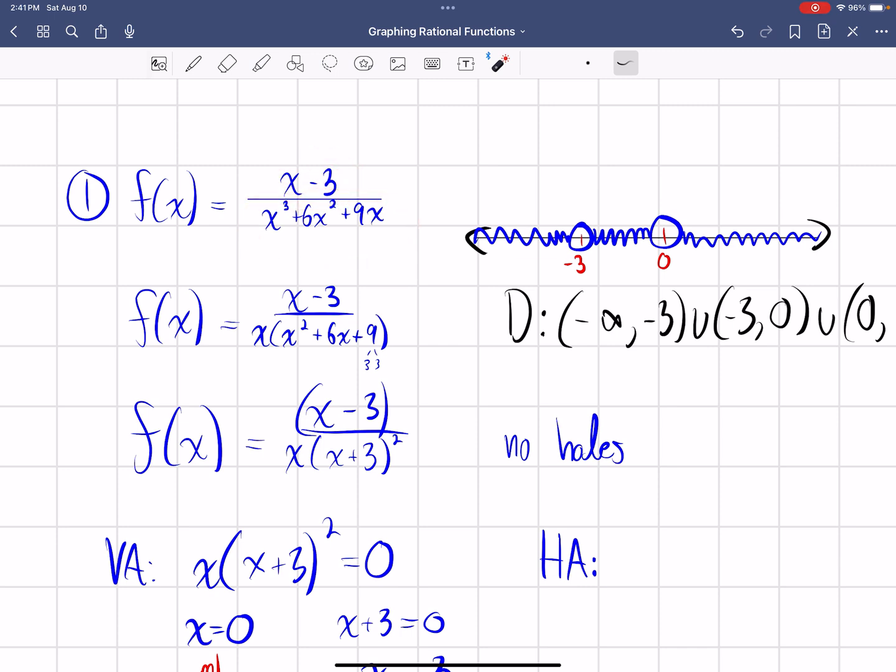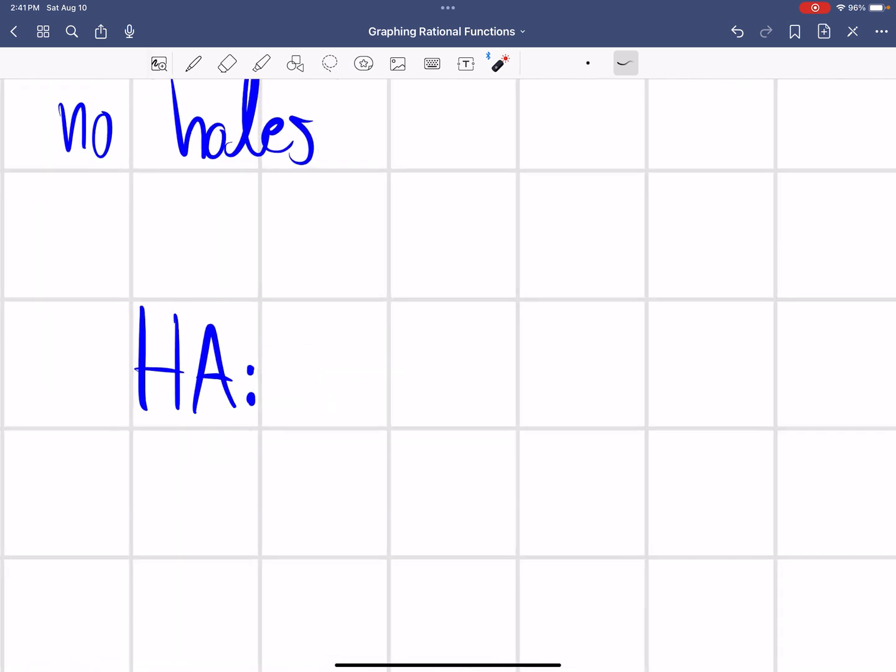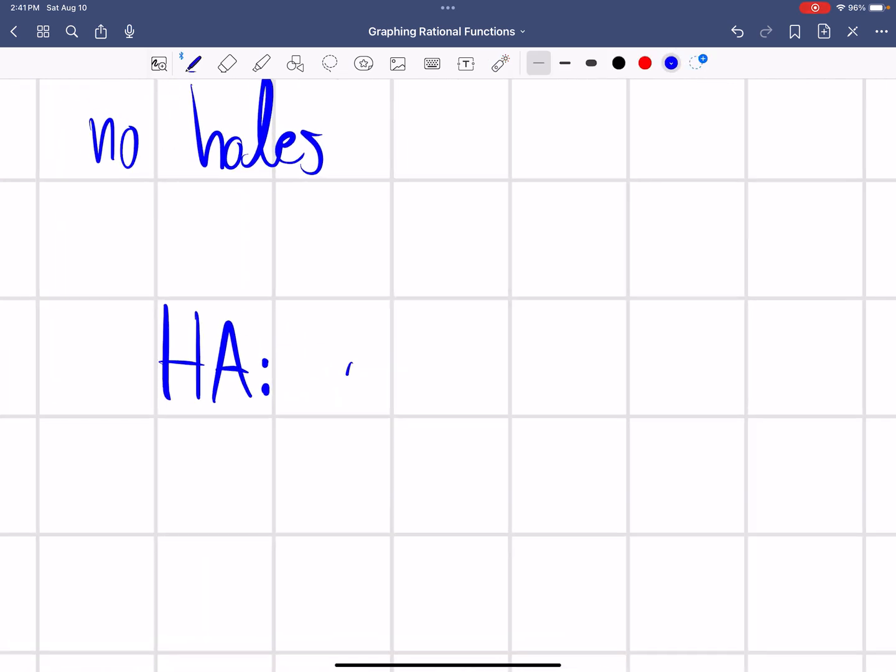And if the denominator is a higher degree than the numerator, our horizontal asymptote is simply y equals 0. And make sure that you really write y equals 0, not just 0. I see students often writing just 0, but the horizontal asymptote's a line, so it needs the equation of a line. So you'll need to write y equals whatever it is.